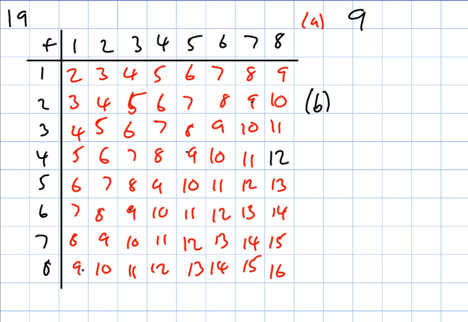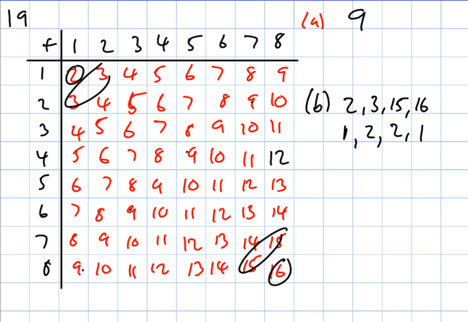Part B then, work out the probability of winning a prize. So the probability of getting a 2, a 3, a 15 or a 16. So I'd write underneath what these are. So you get 1 there for a 2. There's 2 chances of getting a 3. There's 2 chances of getting a 15, and there's 1 chance of getting a 16. So that's those areas there.